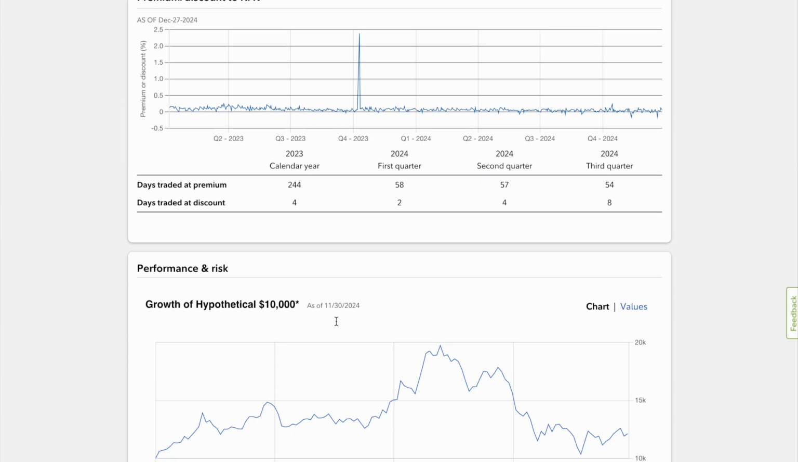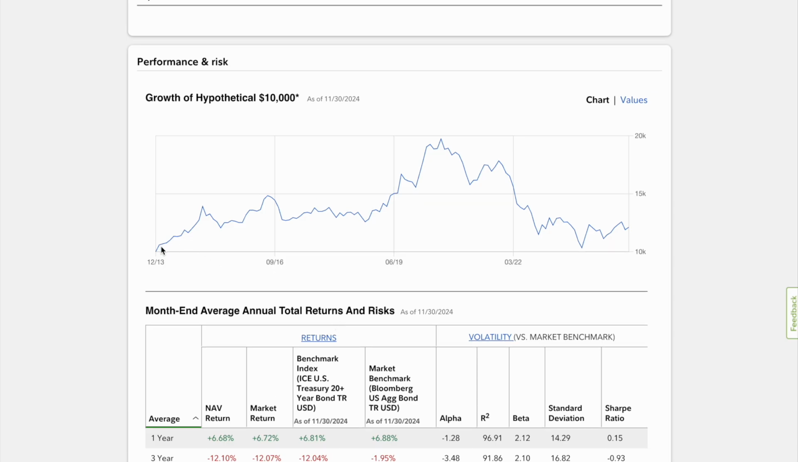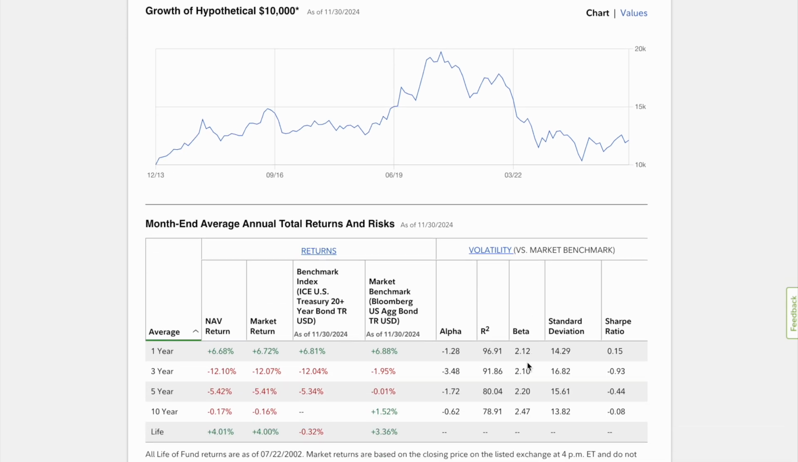Looking at the performance and risk here, if you invested $10,000 in 2013, just to give you a reality check, and you continue to hold this all the way to 2024, your $10,000 is only worth like $12,000. It did double from 2013 to about 2020, but if you didn't sell at this high, it's back down to where it was, still earning those dividends at least.